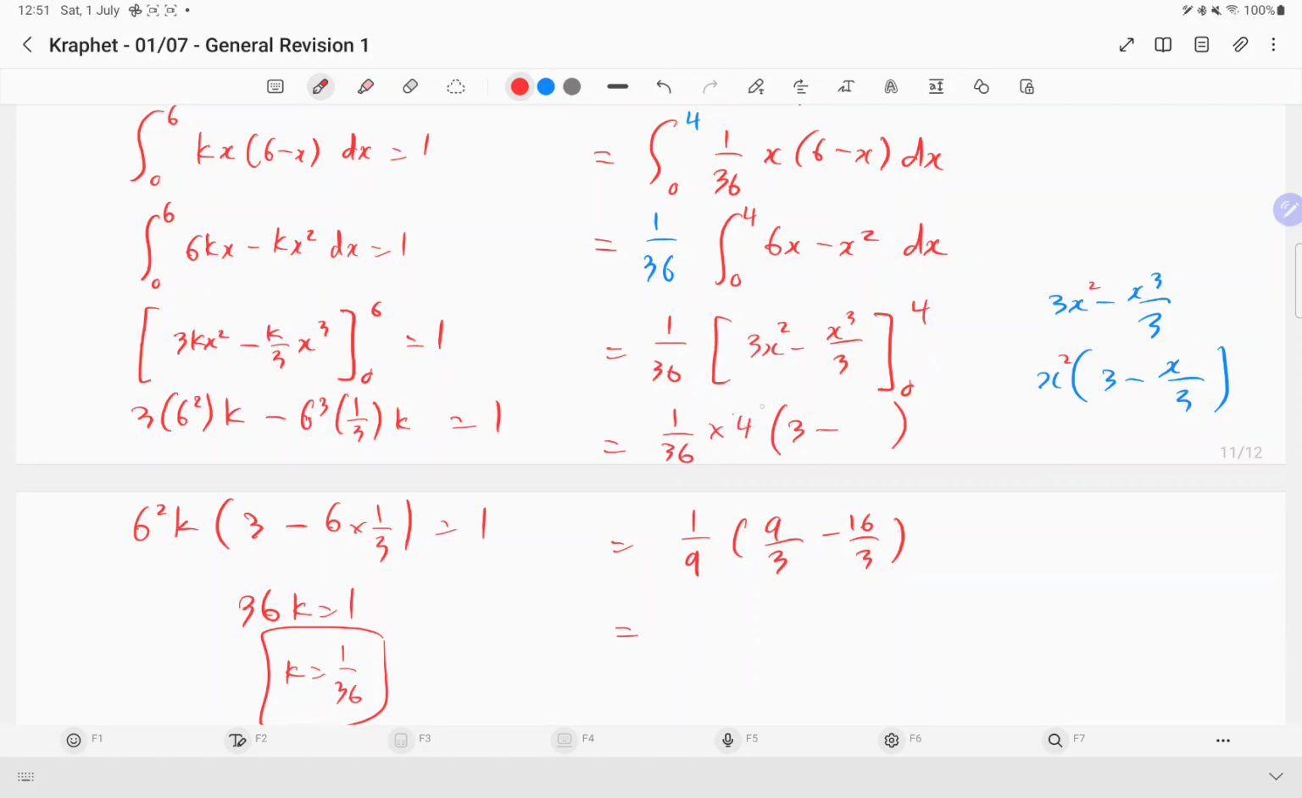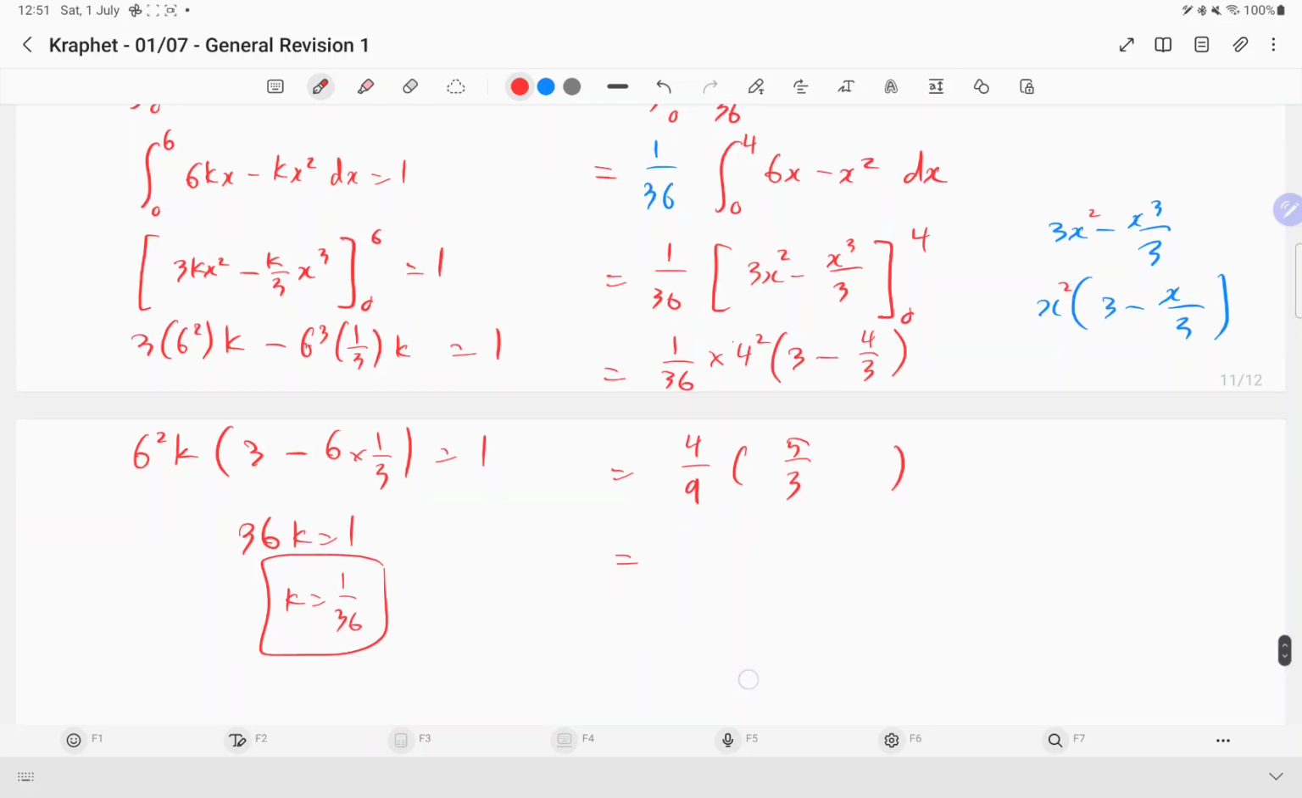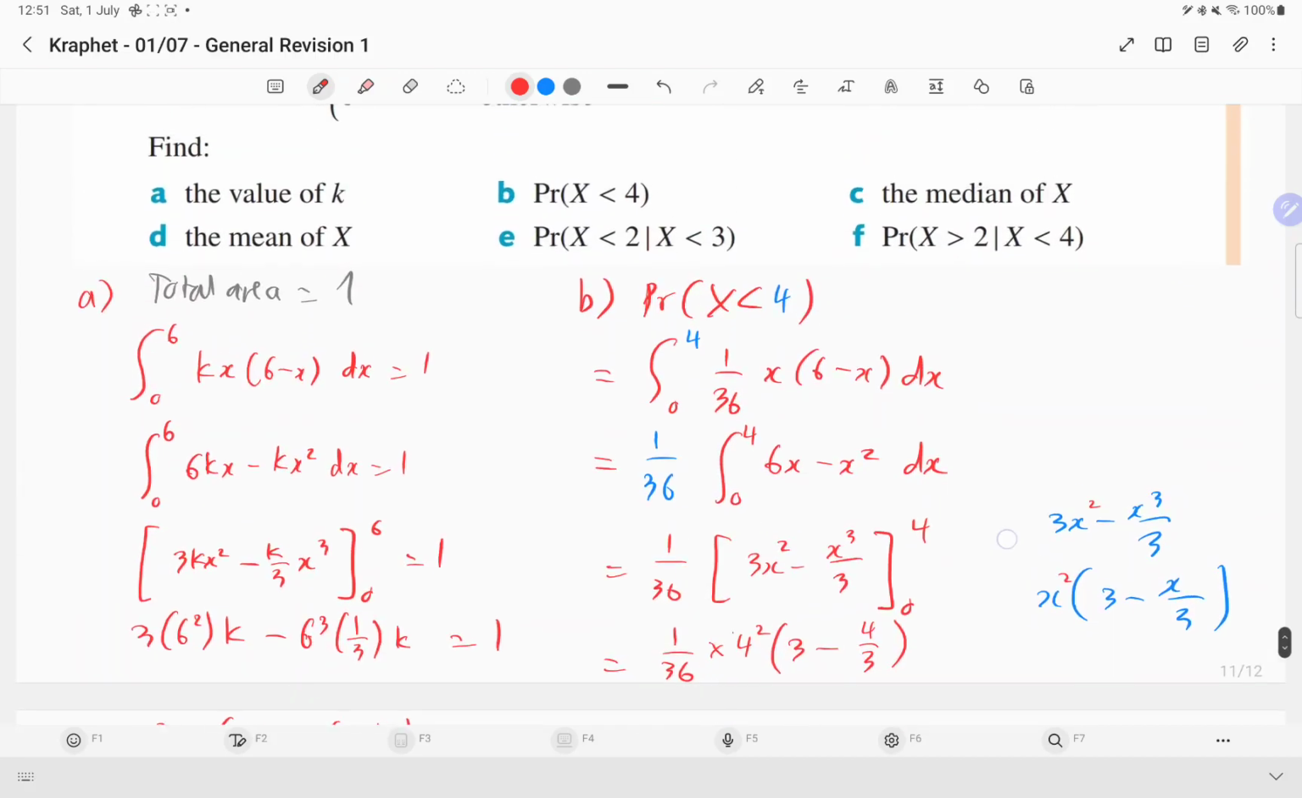Yep, so that will be 4 squared. And then inside will be 3 minus 4 on 3. Okay. 4 squared is 16 over 36. Or you can just go, that will be 4 over 9, right? So one of the 4s cancels off. So 4 over 9, inside will be 9 on 3 minus 4 on 3, which is 5 on 3. So that'll be 20. You can't simplify. So 20 over 27. Okay, that makes more sense.